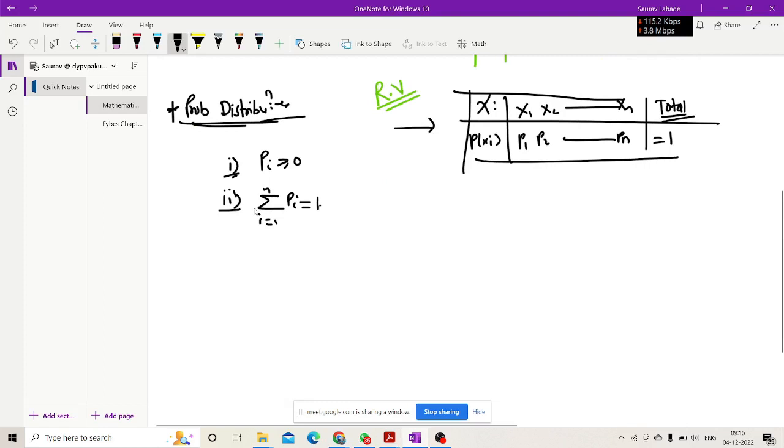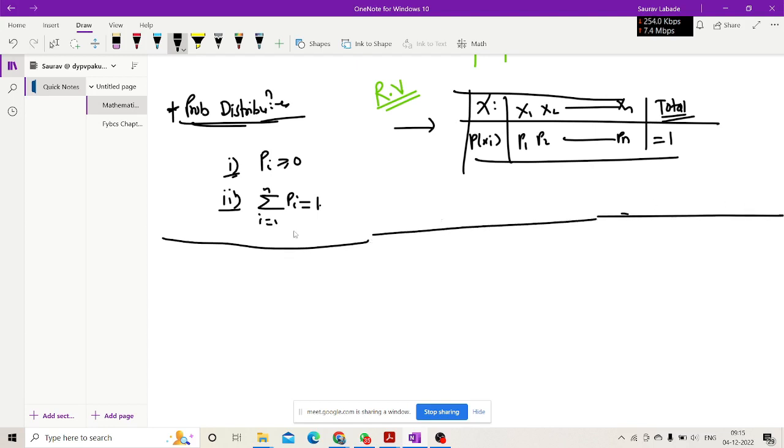Right. So that was the probability distribution. And then the next concept was the probability distribution of a function. Suppose I have a function of x. Now this is just a random variable x, right? But now I am considering one function, suppose y equals g of x, and now I have to find the probability distribution of this function.